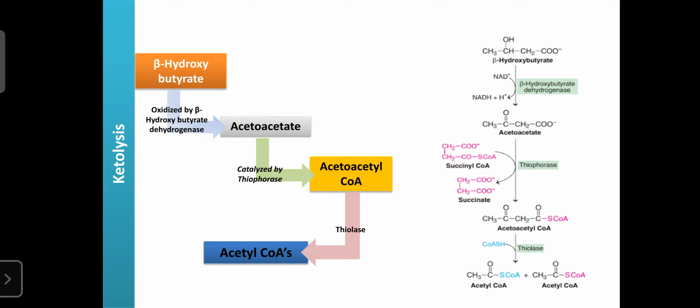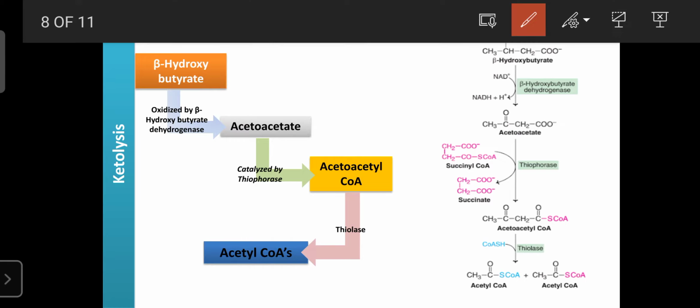Further, this acetoacetate is acted on by the thiophorase enzyme. Then it forms acetoacetyl CoA. Then acetoacetyl CoA is cleaved by an enzyme like thiolase. Then acetyl CoA is formed. Like that, the ketone bodies, from beta hydroxybutyrate, are broken down into acetyl CoA. It is simply the reverse of the ketogenesis process. So that is ketolysis.